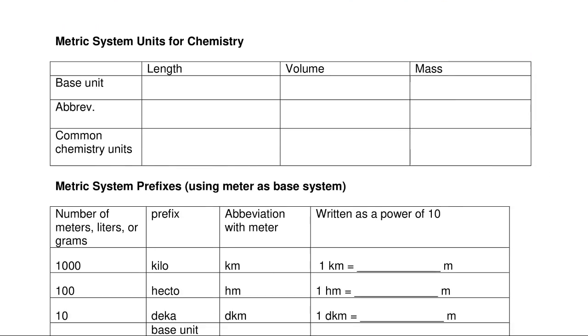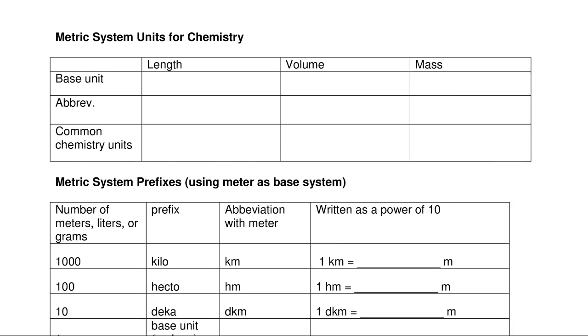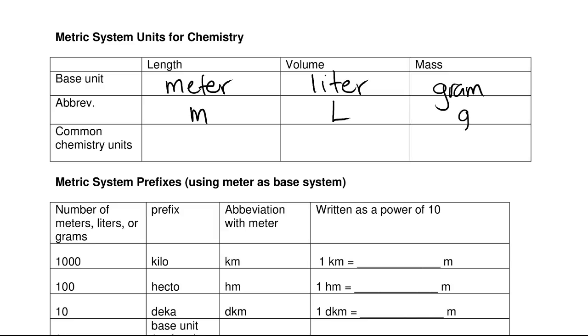So the metric system units, and this is just a review, the base unit for length is the meter. The base unit for volume is the liter, and the base unit for mass is the gram. In physics and sometimes chemistry, kilograms are used because grams are so small. It just depends on what the situation is. The abbreviation for meter is M, the abbreviation for liter is L, and the abbreviation for gram is G.